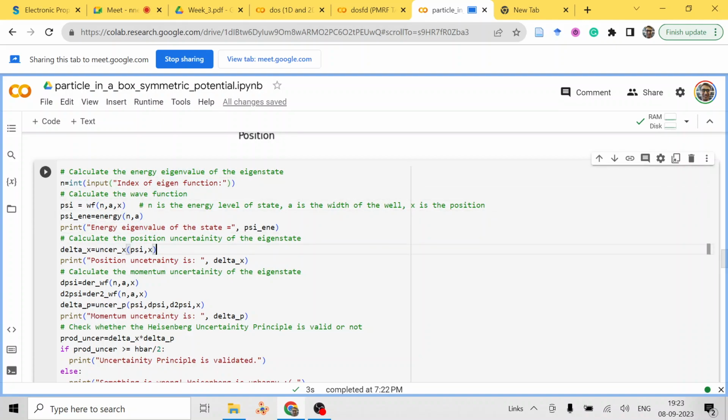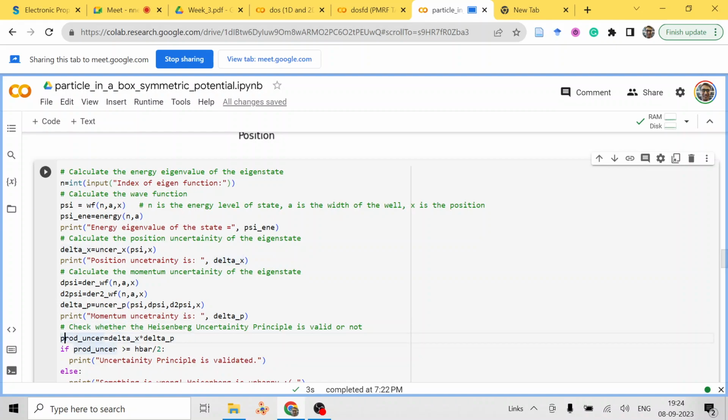Then we are also calculating the position uncertainty. Now to determine the position uncertainty, we have to give this wave function times x, and that will give us the position uncertainty. Then we also need to find the momentum uncertainty. For momentum uncertainty, we need both the first and second derivative of our wave function. So we are giving it using the function that we have defined earlier, and this gives you delta p, where we just go to that uncertainty function, and it gives the momentum uncertainty.